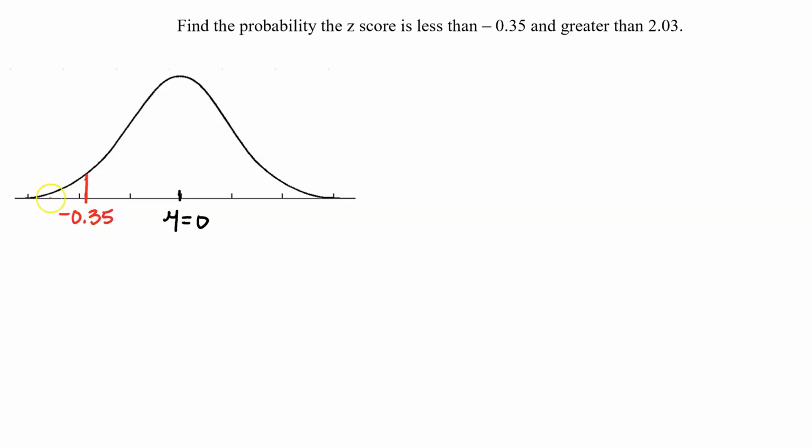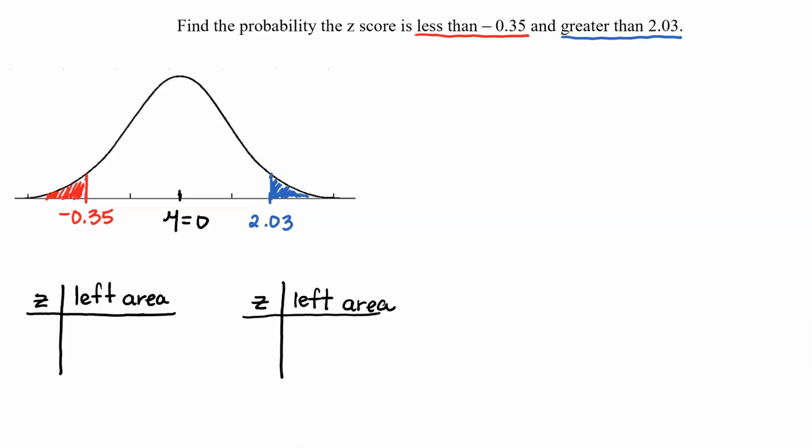And I'll go ahead and shade the area to the left of that because we want to be less than that value. But we also want to be greater than 2.03. So 2.03 is going to be to the right of 0 because that's positive. And since we are greater than that, we are shading to the right of it. So the total area that we want is the sum of the red area and the blue area.